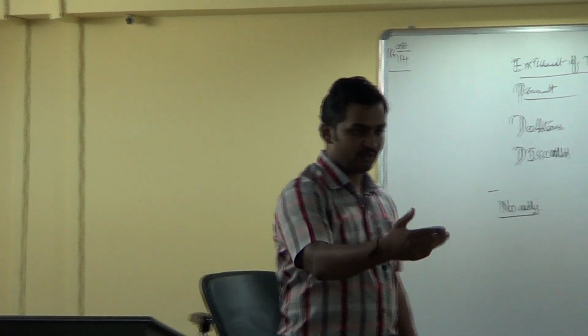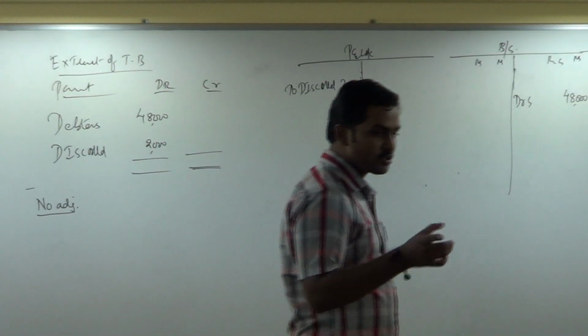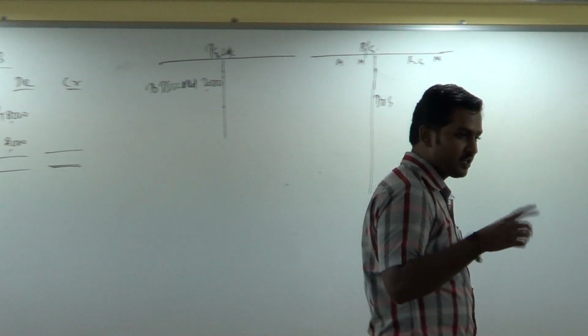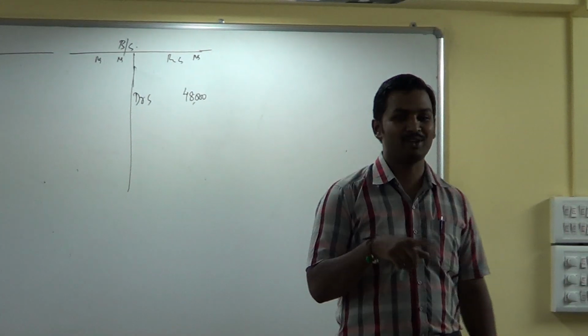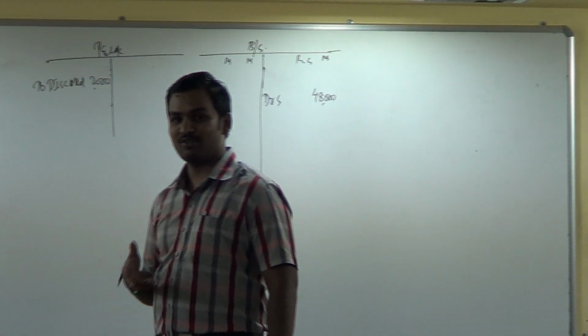Please frame the problem on your own. Extract of a trial balance. Numbers should also be correct. By now you should have understood the logic behind the framing of the problems. Hemnesh, can you frame the problem?